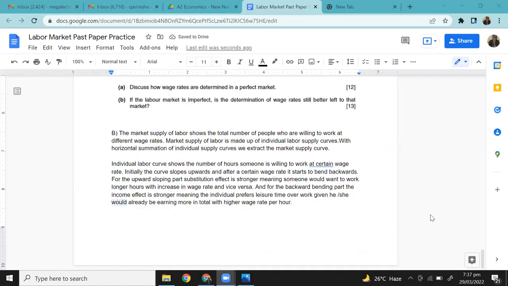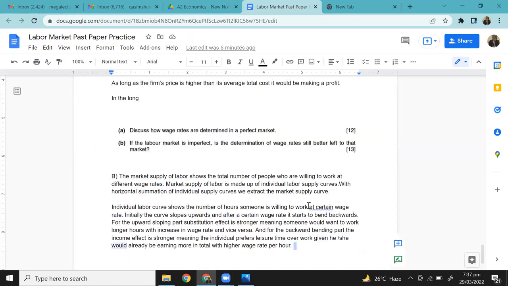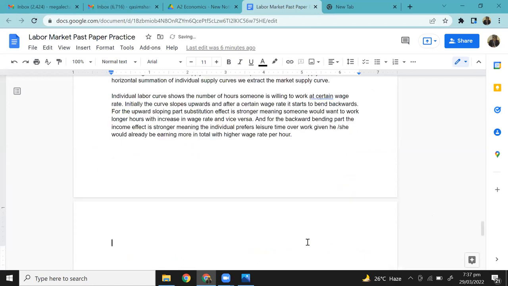Now let's keep moving forward and attempt the second question. If the labor market is imperfect, is the determination of wage rate still better left to that market? Now, this is the question that we will attempt. First of all, you need to define what an imperfect labor market is. So what is an imperfect labor market?